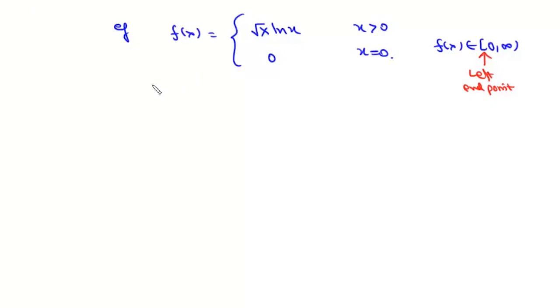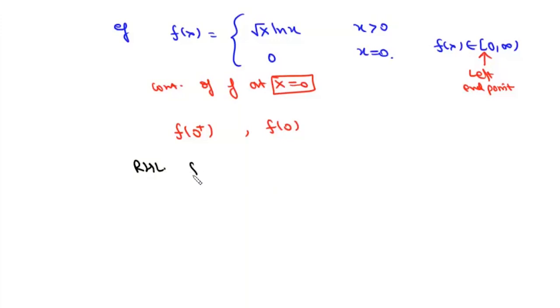Now the question says, discuss the continuity of this function f at this left end point x equals 0. For this question, this function f(x) is not defined in the left hand neighborhood of 0. So here we just have to check f(0+) and its value at 0. First we'll calculate its right hand limit. Now f(0+) will be this limit, x tends to 0 positive, and here this definition is under root x log x.